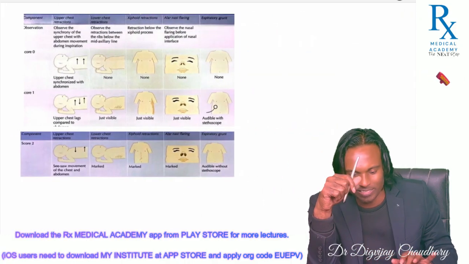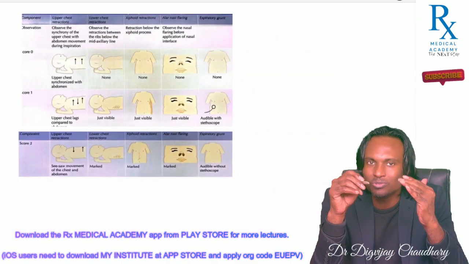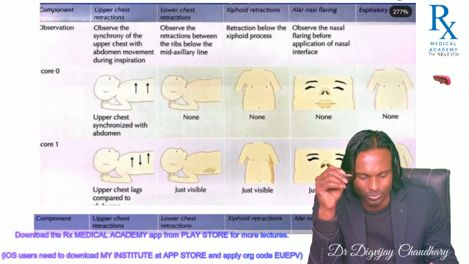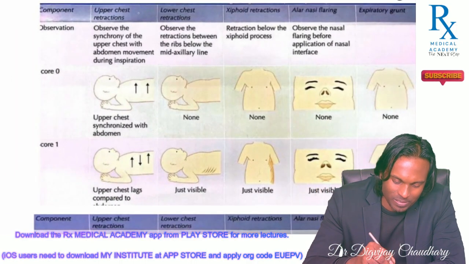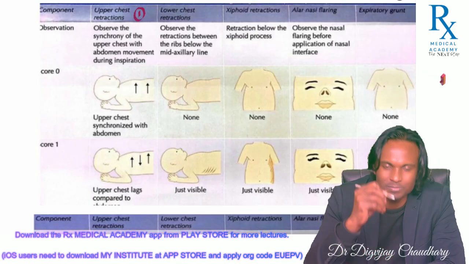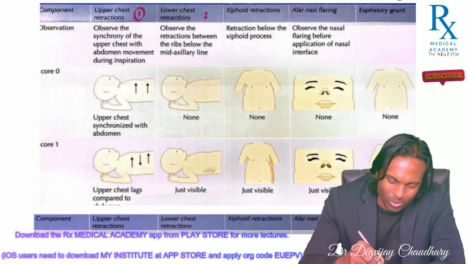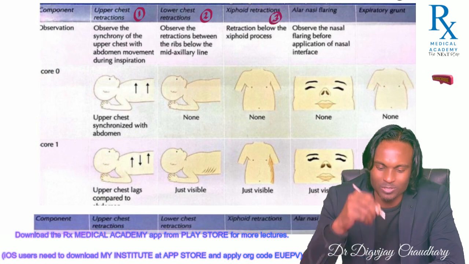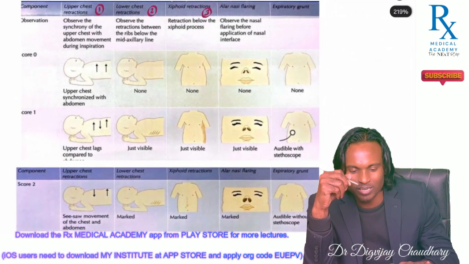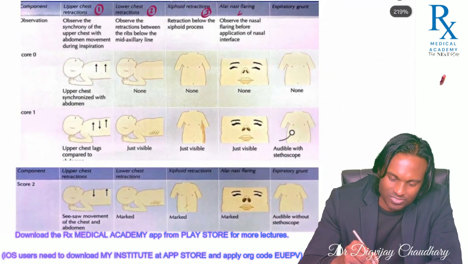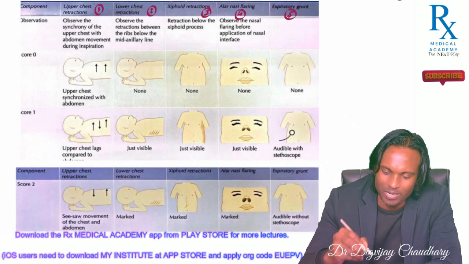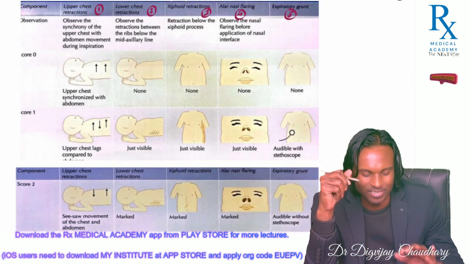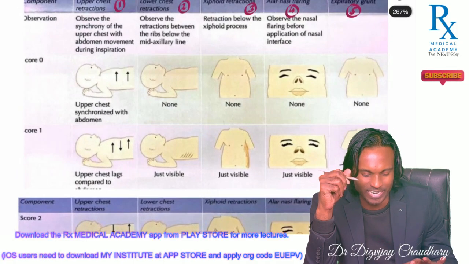Now try to understand. Here you can appreciate those five parameters which are used in Silverman Anderson scoring. First you can appreciate upper chest retractions, then lower chest retractions, and then xiphoid retractions. So these three are retractions. Now you are left with nasal flaring and the grunting part. Let's understand this particular scoring system. Let's start with upper chest retractions.